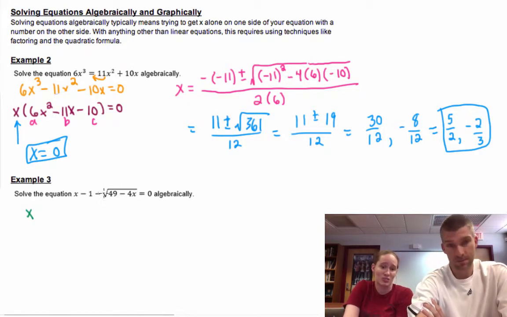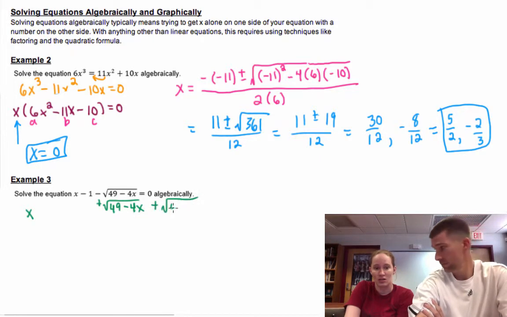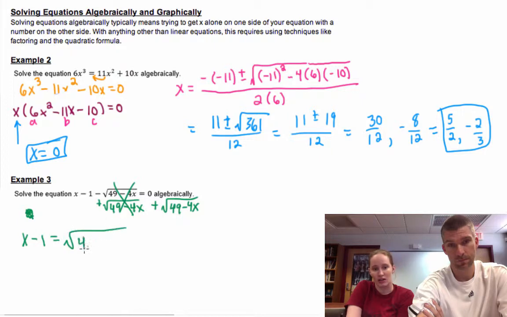Preferably. Yes. I mean, it's pretty easy to do that. We can just add this square root. And what are you adding to both sides? The square root of 49 minus 4x. Yes, the whole thing. None of it gets left behind or forgotten. Right. So x minus 1 equals positive square root of 49 minus 4x.